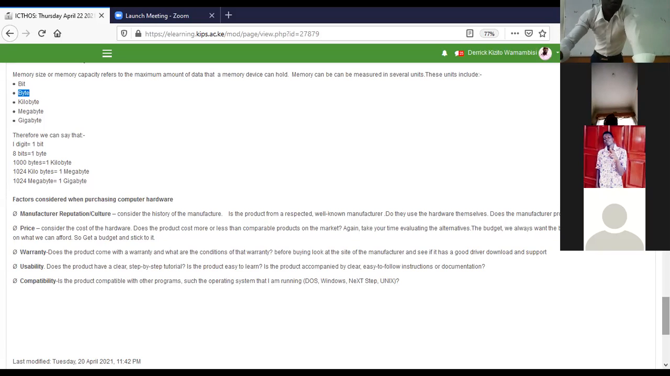You are not compatible. So the hardwares can also be compatible or they cannot be compatible. It means a hardware is able to work with another hardware. If I buy a hardware and it does not work with the others, it means that hardware is not compatible.